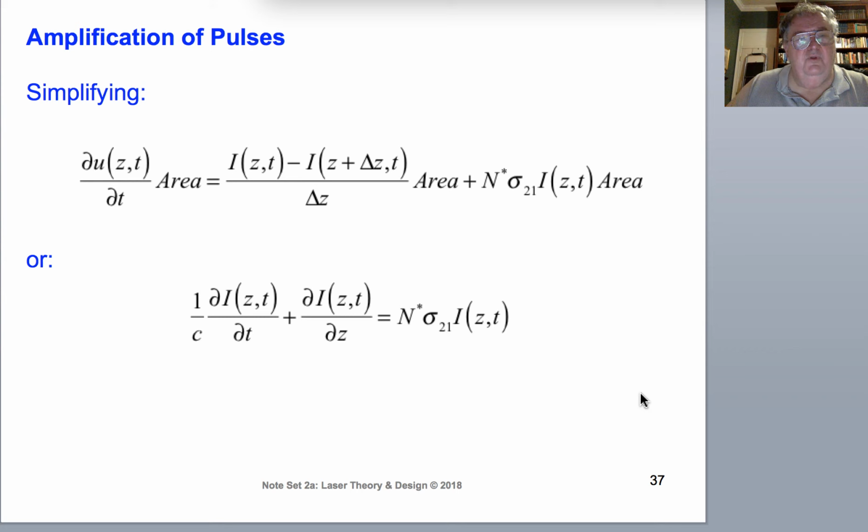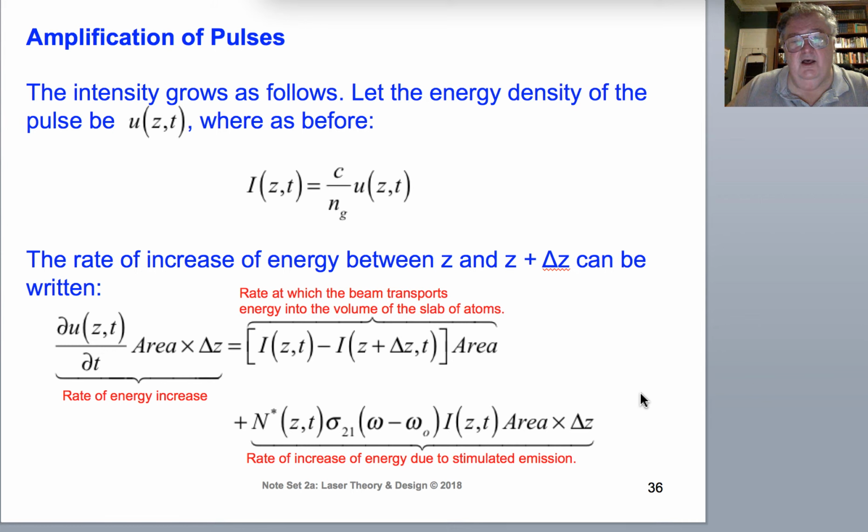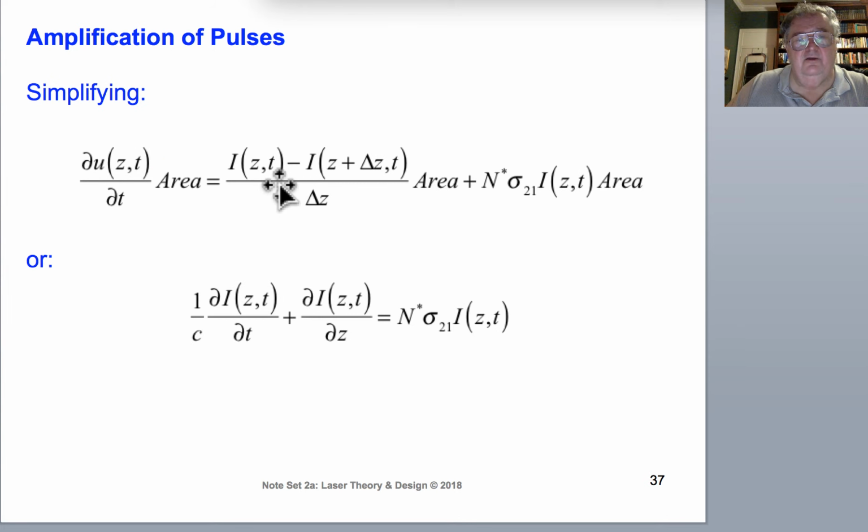Okay, so rewriting it, I just rewrote the thing here. I take this I of z minus I of z plus delta z, divide by delta z and multiply by delta z, so that this becomes a derivative, and that's exactly what I did here. I of z minus I of z plus delta z over delta z is, of course, dI/dz, but a partial now. The areas cancel out, and so this is the equation that I'm dealing with.